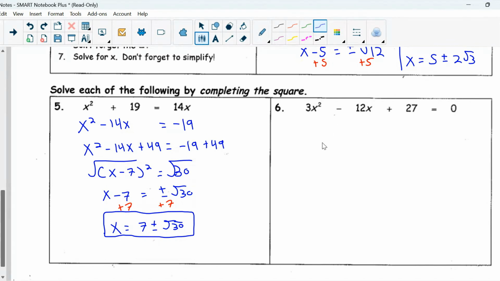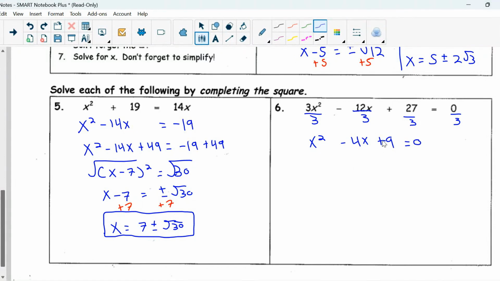All right, let's take a look at number 6. So for number 6, you notice that our a value is not 1 right away. So like our steps say above, let's divide everything by our a value so that our a value is now 1. So once I divide everything by 3, let's go ahead and simplify. That gives us x squared minus 4x plus 9 equals 0. Once I'm here, now I have a standard form trinomial. I can go ahead and solve.